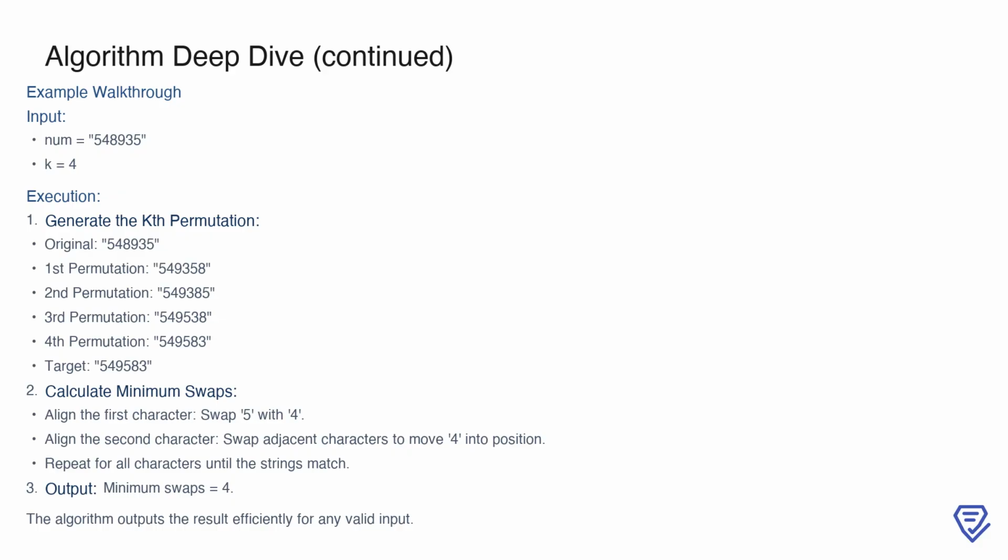Next, we calculate the minimum swaps required. To align the first character, we swap 5 with 4. We then move 4 into position using adjacent swaps. This process continues for all characters until the original string matches the target. By counting each swap, we find that the minimum number of adjacent swaps required is 4. This example demonstrates how the algorithm efficiently achieves the transformation, adhering to the constraints and optimizing the number of moves.